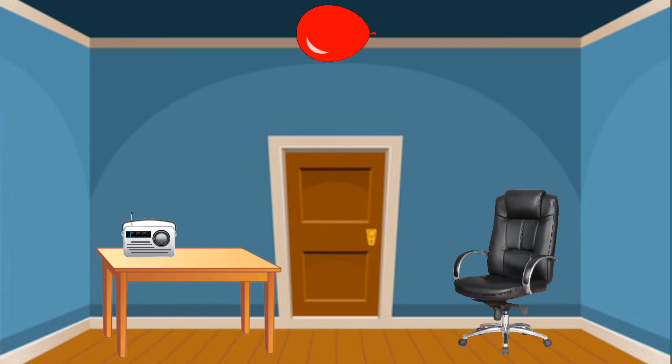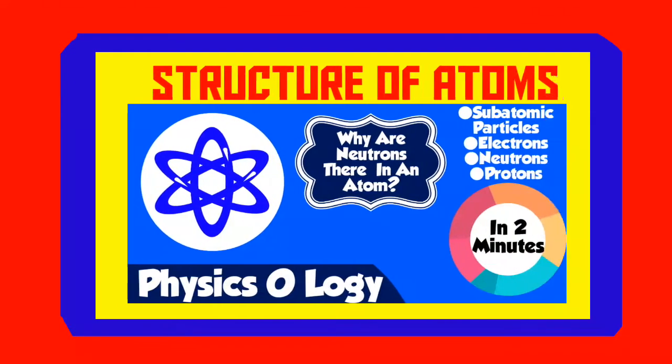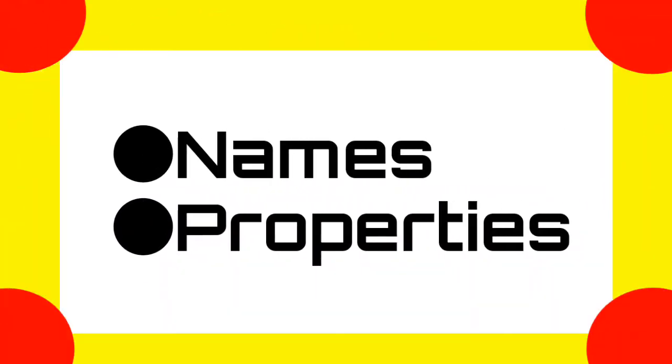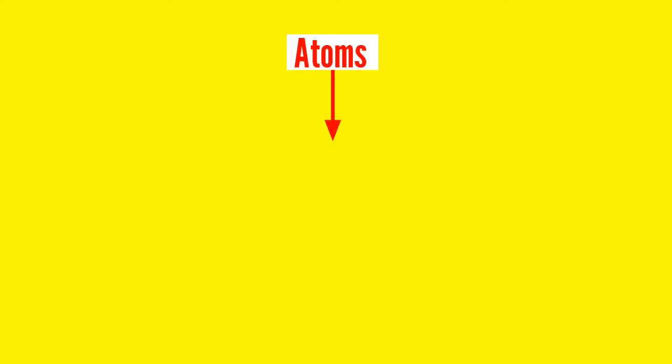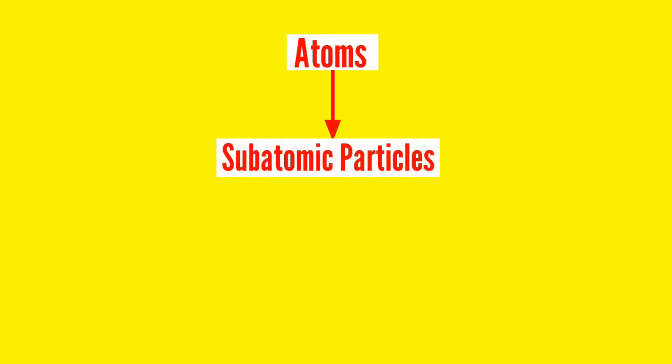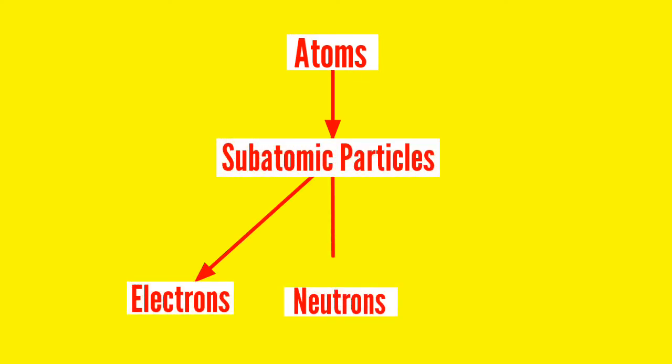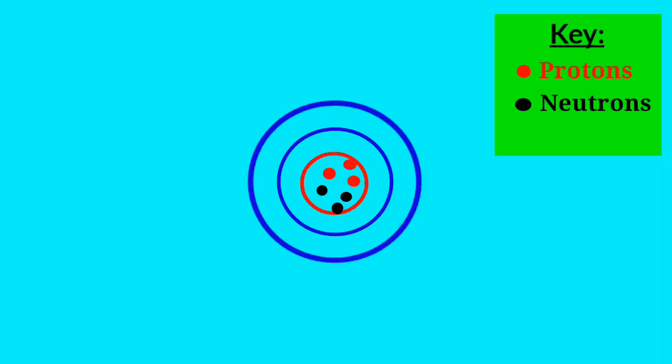So let's begin. If you have seen my earlier videos on the structure of atoms, you may know all its names and properties. So let's quickly revise the structure. An atom is made from subatomic particles which are electrons, neutrons and protons. The nucleus consists of protons and neutrons, and electrons orbit them in shells. This is all I have already told you in my last video. So what's added to it?